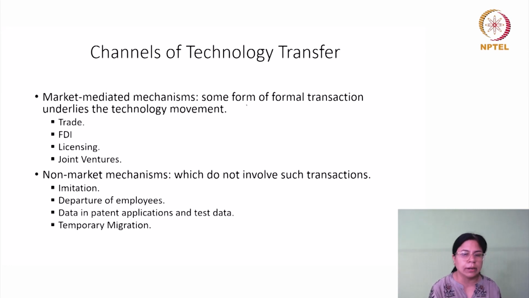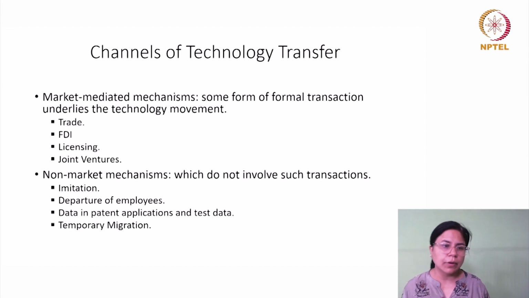Apart from that, there are non-market mechanisms which may not actually involve any kind of transaction. That may include something like imitation of the technology, or departure of employees from one place to another. In the Bangalore cluster, we did talk about the IBM case and how when IBM left, the employees were either employed in other companies or started their own ventures at that point of time. Then data contained in a patent application is also an important source of non-market mechanism. Test data, if it is made available. If there is a temporary migration, people move from one country to another. So these are the non-market mechanisms through which technology transfer does happen.